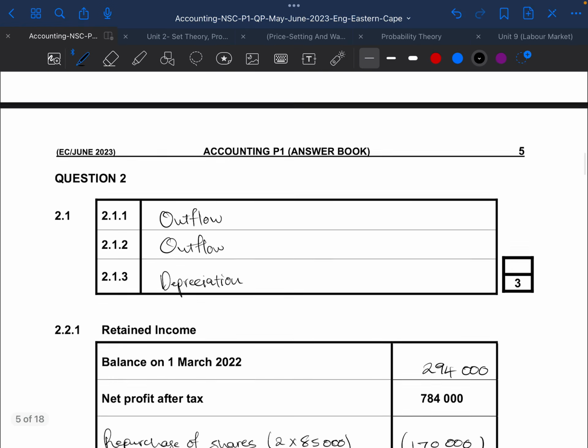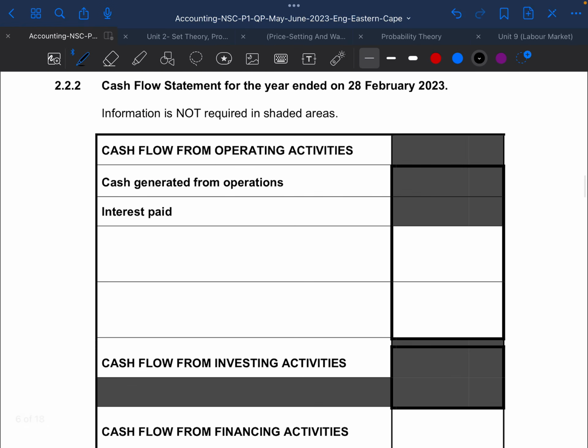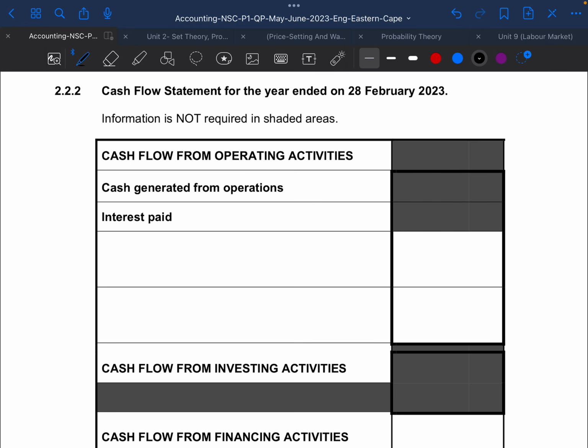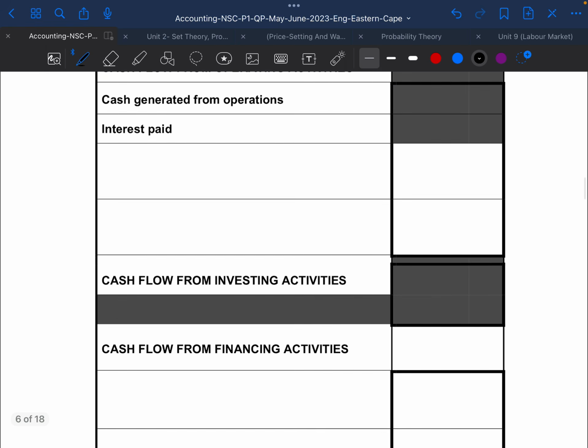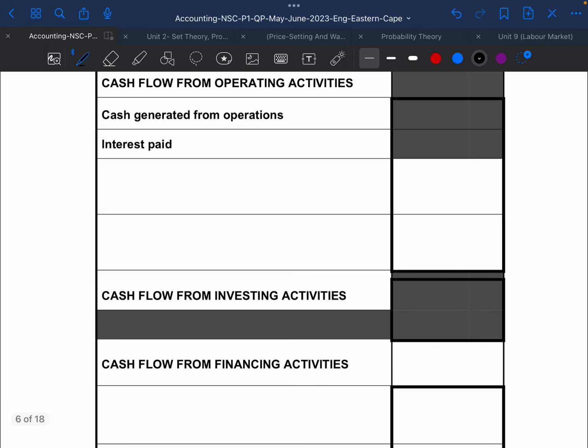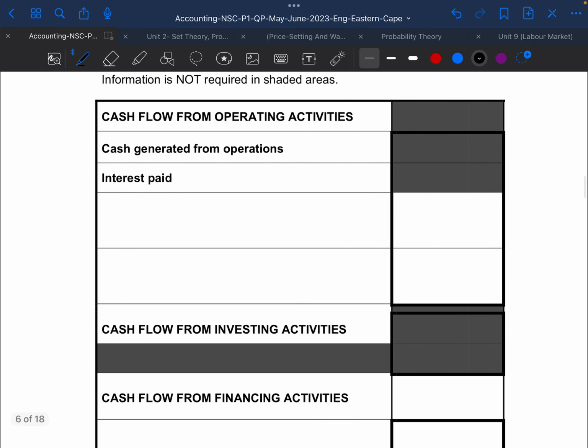Okay, so let's just move to our answer book and see what we are required to do. Cash flow statement for the year ended 28 February 2022. Information is not required in shaded areas. So all of these areas that are shaded, we're not supposed to do anything. First things first, I would like to fill in my answer book first, so I know that I need certain information from the information that I'm given, and I don't waste my time. So here I have taxation paid.